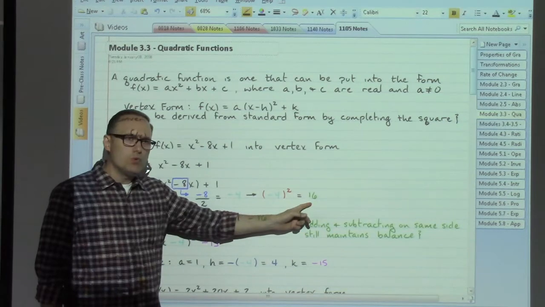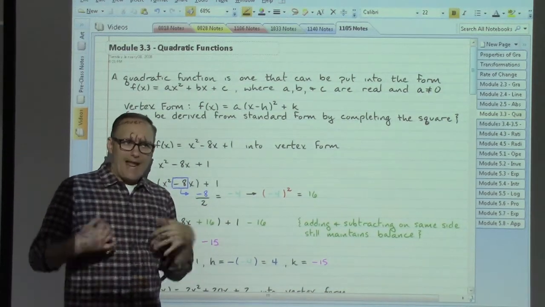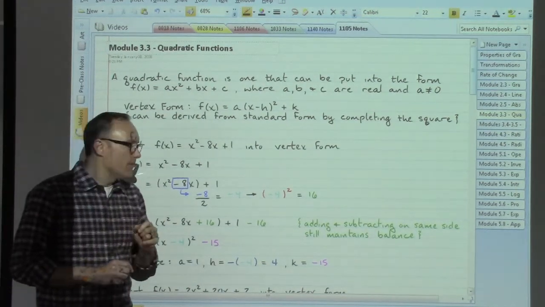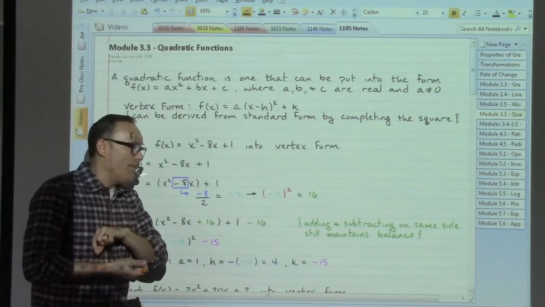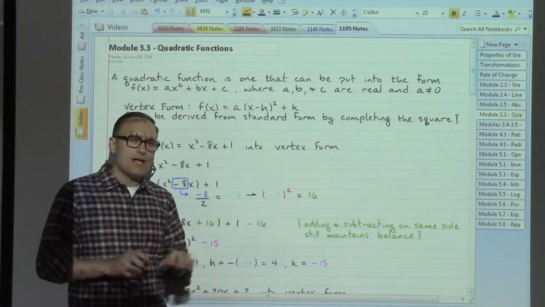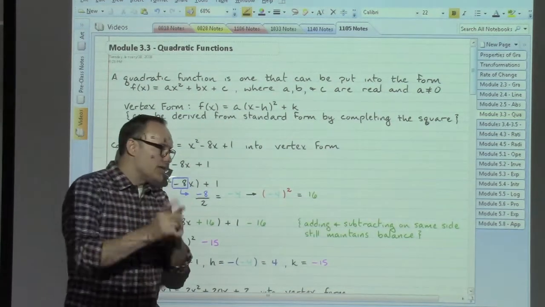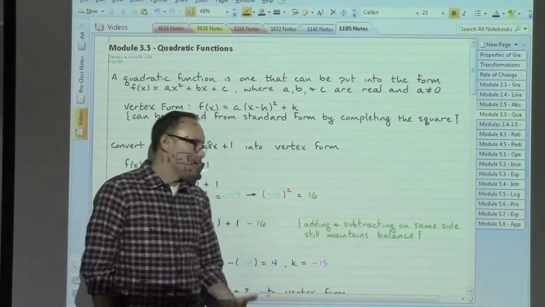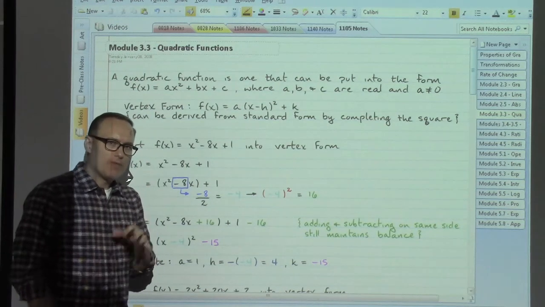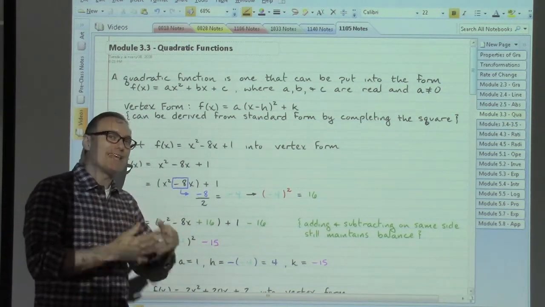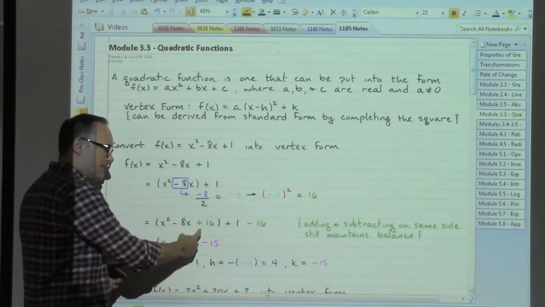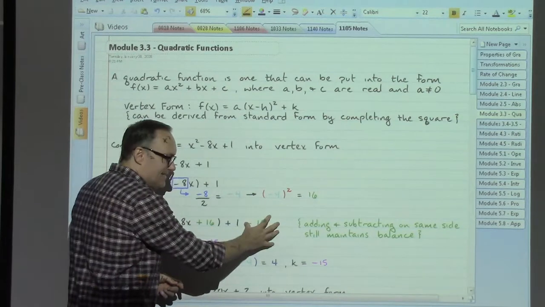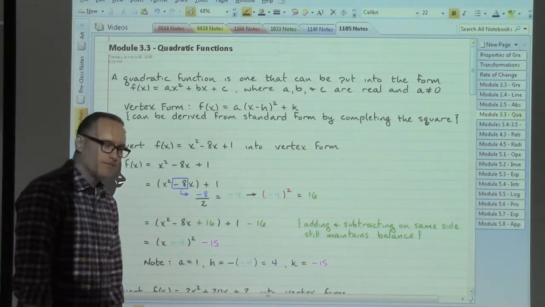And we originally said add the 16 on both sides, but we don't want to mess with the function notation here. So we're going to retool that and say that the 16 is not going to be added on both sides anymore. It's going to be added and subtracted on the same side. So we're still preserving the balance by adding and subtracting on the same side. So we'll put the plus 16 with our x squared minus 8x, and we'll put the minus 16 at the very, very tail end of things.